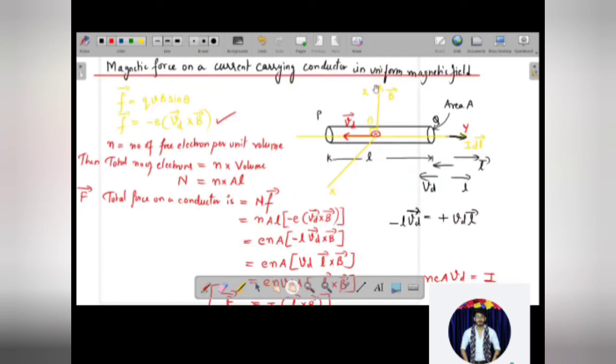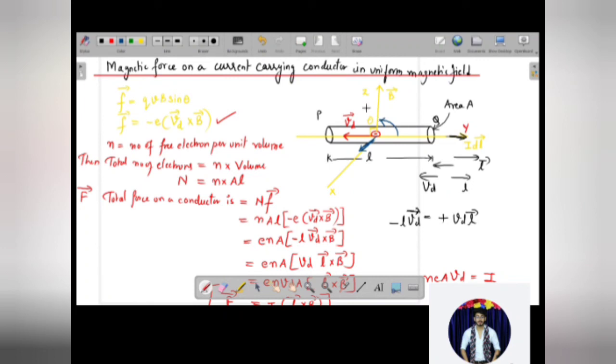You will notice that the thumb is pointing in the direction of the positive x-axis. Just curl your fingers from here to here of your right hand, and you will notice the thumb is pointing in the direction of the positive x-axis. So this is going to be the direction of force. That means, if you place this current carrying conductor in a uniform magnetic field, this conductor is going to move towards you.